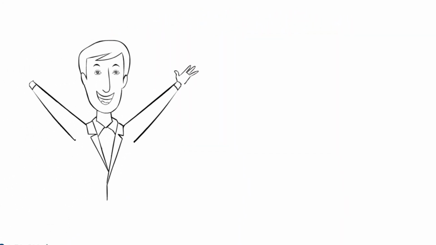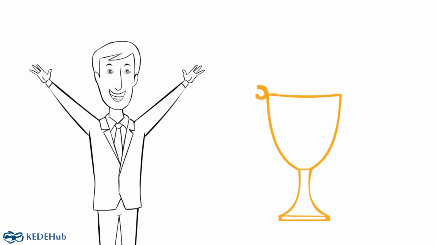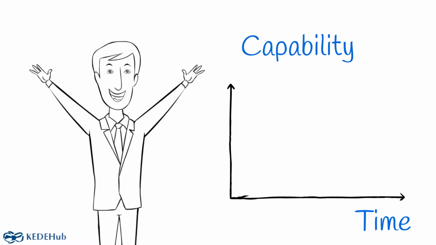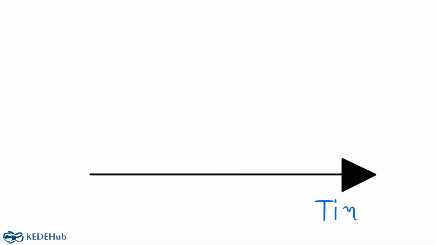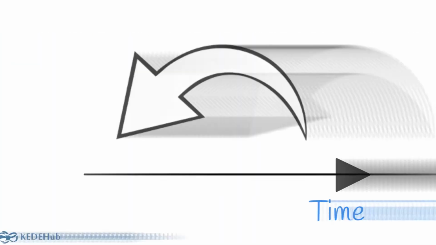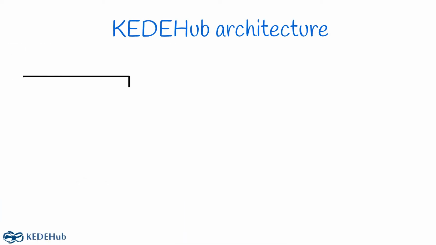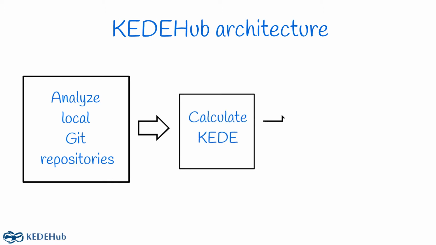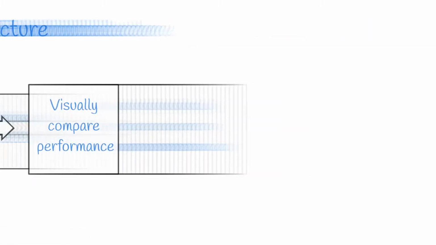KEDEHub allows you to ground your efforts in meeting expectations by objectively and scientifically answering questions regarding what is the current capability of your organization and how it was affected by the new recruits, the Agile transformation, or the latest reorg. On top of that, KEDEHub can reveal the historical capability of your company. KEDEHub is a software as a service (SaaS) platform. It has three major functional parts: analysis of Git repositories, KEDE calculation, and visual presentation of the results.